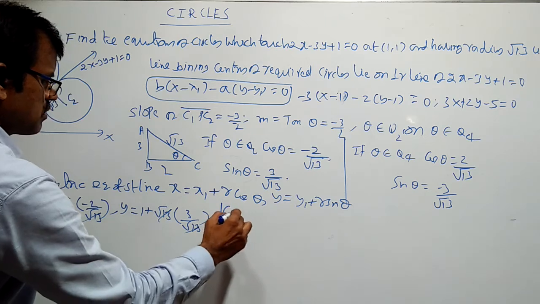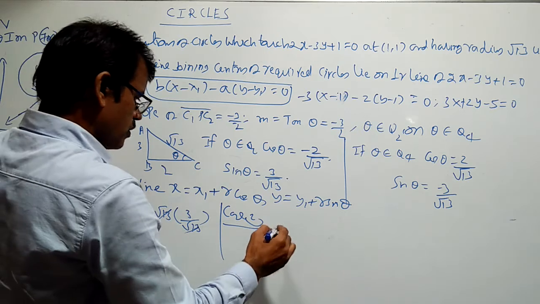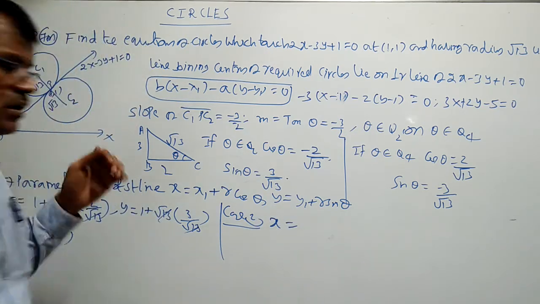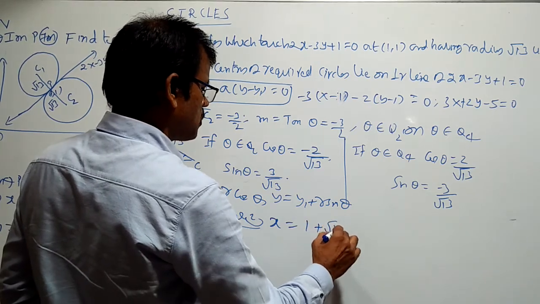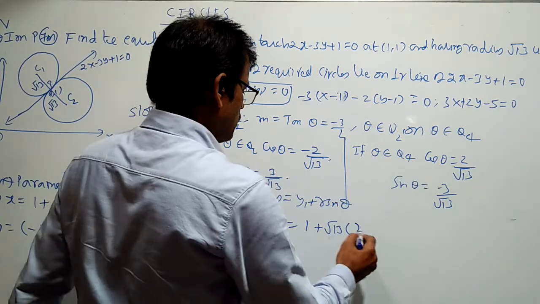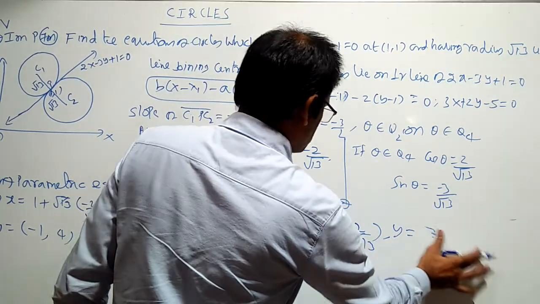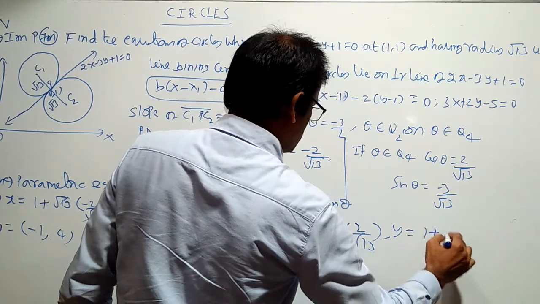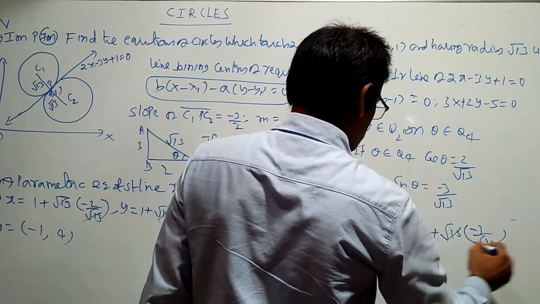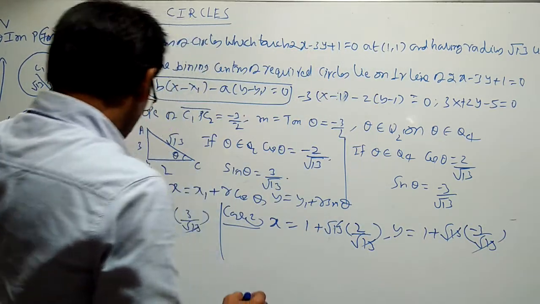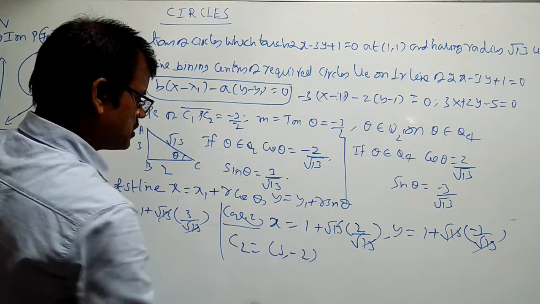Next, using the same formula, case 2. Taking this one, theta belongs to Q4. So x = x1 plus r cos theta and y = y1 plus r sin theta. x = 1 plus root 13 into 2 by root 13, and y = 1 plus root 13 into minus 3 by root 13. Root 13 gets cancelled. Then we get the center C2 as 1 plus 2 is 3 and 1 minus 3 is minus 2.